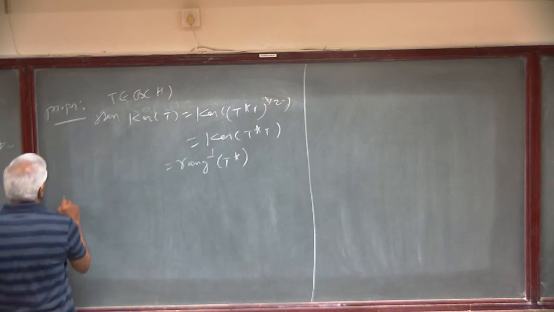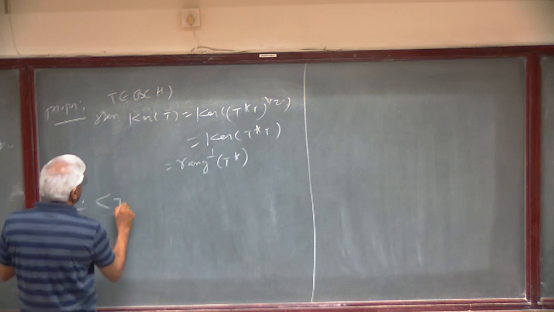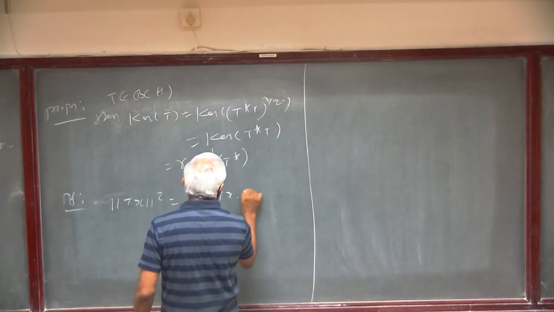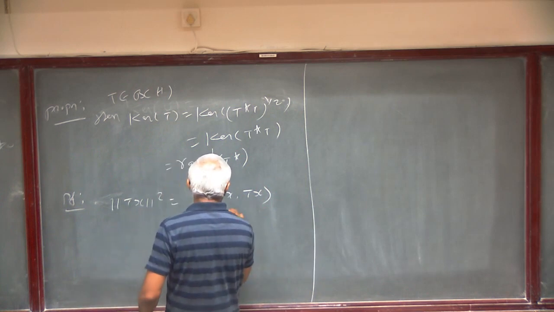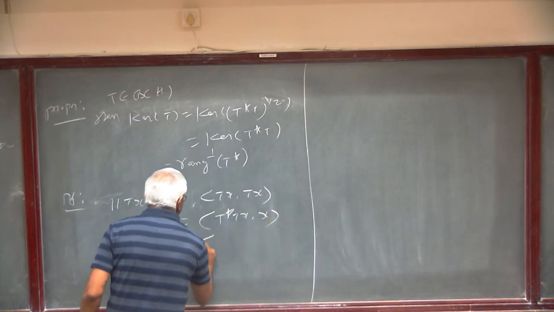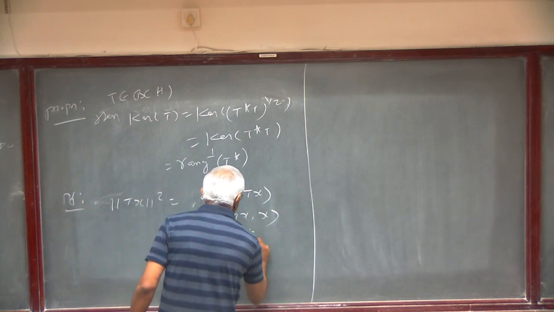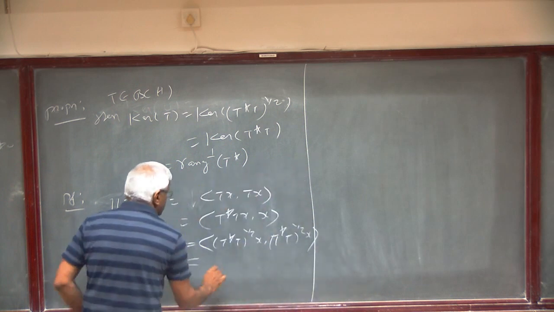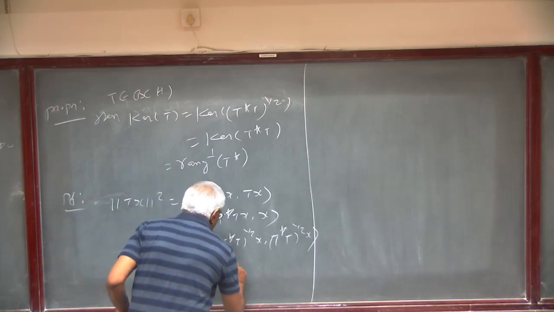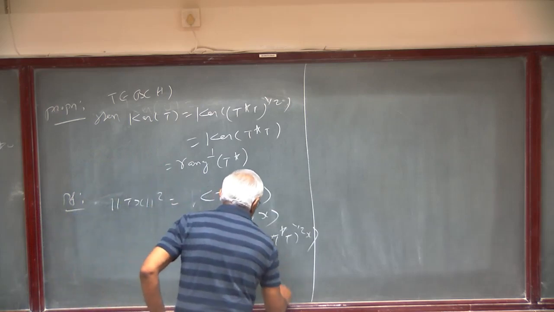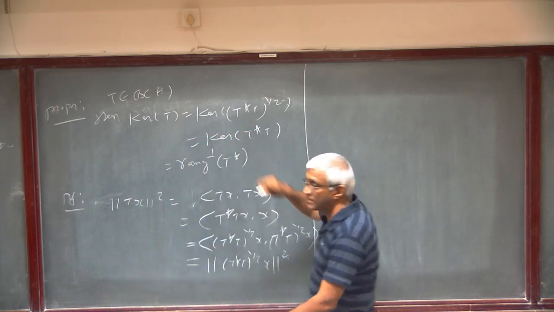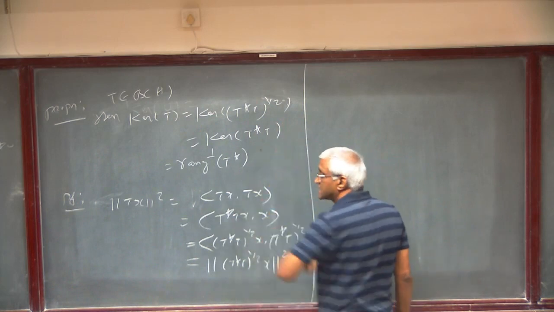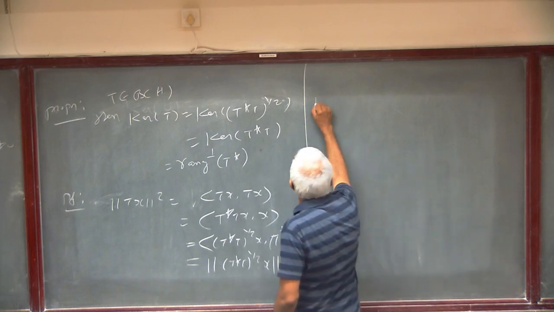So now we want to prove this. We have the norm of t x squared equal to the inner product of t x and t x. This is equal to the inner product of t star t x and x. Since t star t is positive, the square root exists. This is equal to the norm of (t star t) to the power half x, squared. So this implies the kernel of t is the same as the kernel of (t star t) to the power half. On the other hand, we want to prove that this is equal to the kernel of t star t. So how do you prove it? Directly, by the Weierstrass theorem.